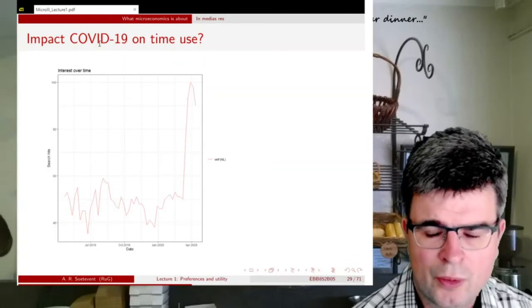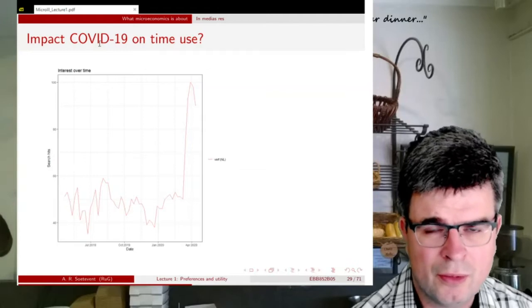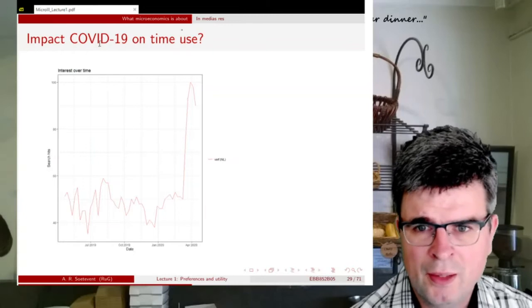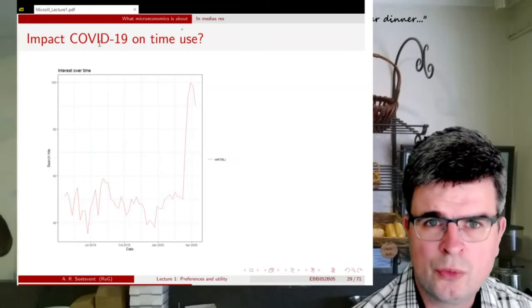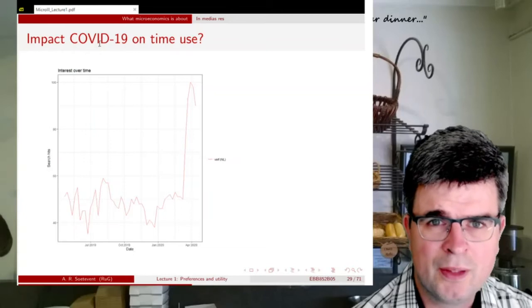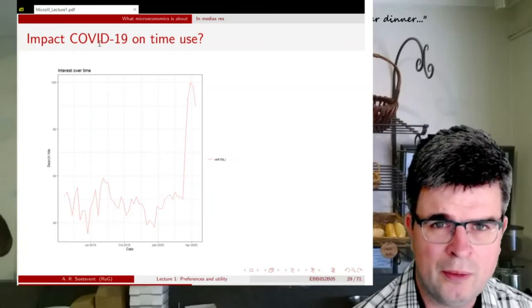I did that for paint. How many people look on the internet for paint to renovate their home? And what you can see is in March 2020, together with the lockdown and the restaurants being closed, indeed, there was a huge jump in the number of people that looked for paint on the internet.